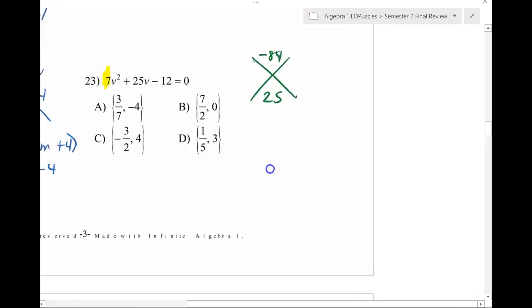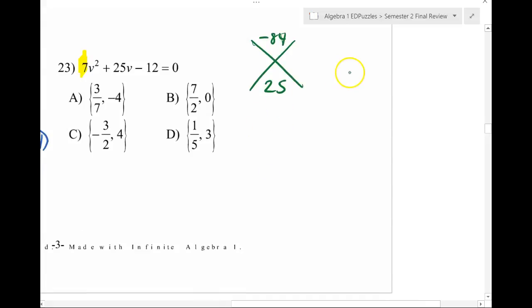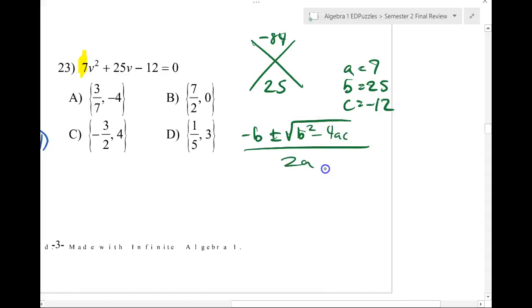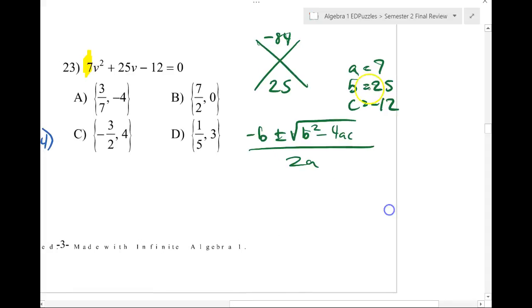Okay, so let's do the quadratic formula. In the quadratic formula, you need to find a, b, and c. So a is 7, 25 is b, and -12 is c. Remember, the formula is -b plus or minus the square root of b squared minus 4ac over 2a. Okay, so now just plug in all the numbers.